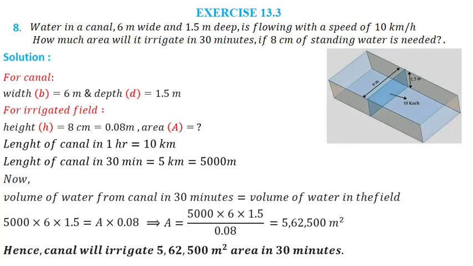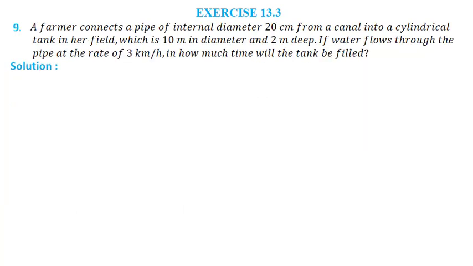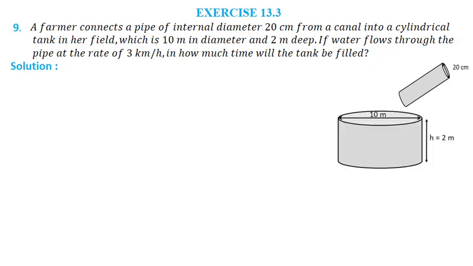Okay, so let us move to the final problem, the ninth problem. A farmer connects a pipe of internal diameter 20 centimeter from a canal into a cylindrical tank in her field. So we have a pipe whose diameter is 20 centimeter. Now from this pipe I am collecting water in a tank which is cylindrical in shape, having 10 meter diameter and 2 meter height. If the water flows through the pipe at a rate of 3 km per hour, in how much time will the tank be filled?